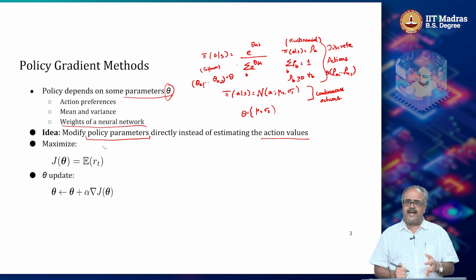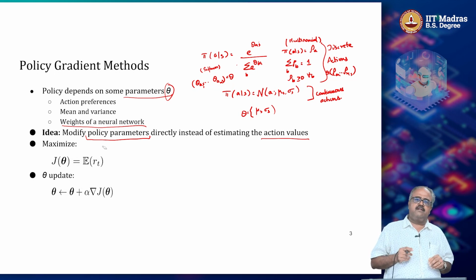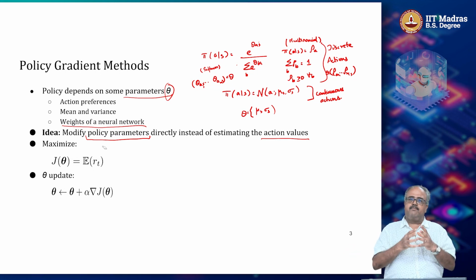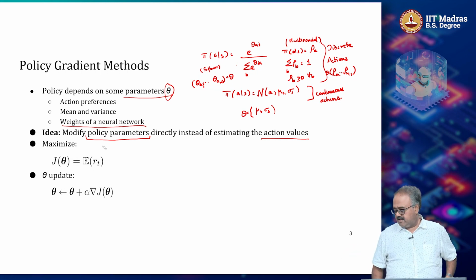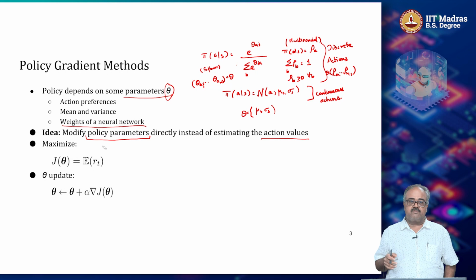So we will do this for a while, and after that we will say that, hey, look, there is something good about the policy gradient approach, and there is something good about action values. So we will combine both and come up with a new class of algorithms called actor critic methods. That will be the next set of algorithms we look at. Right now we will just limit ourselves to policy gradient approaches.